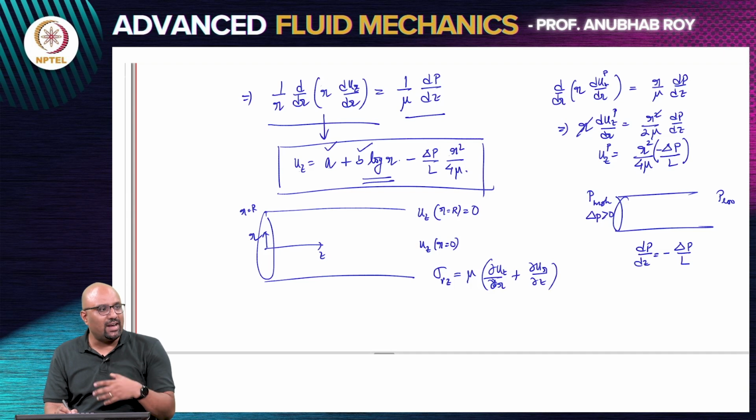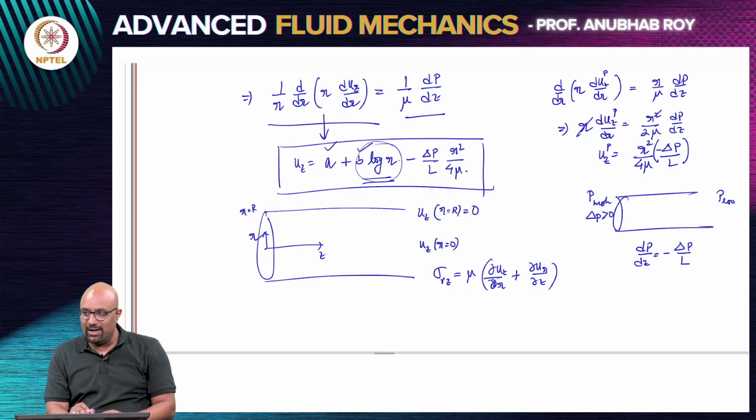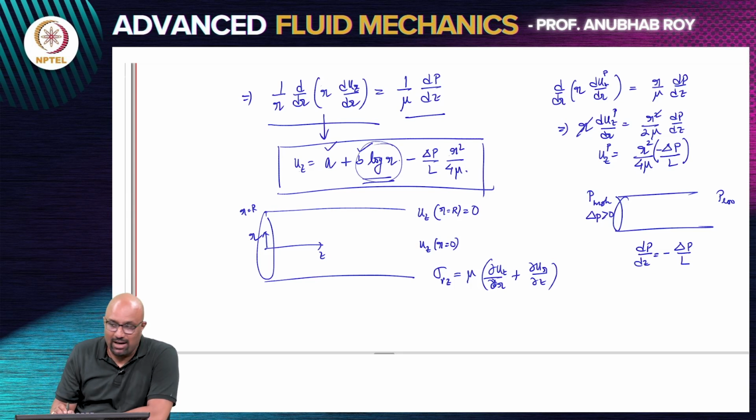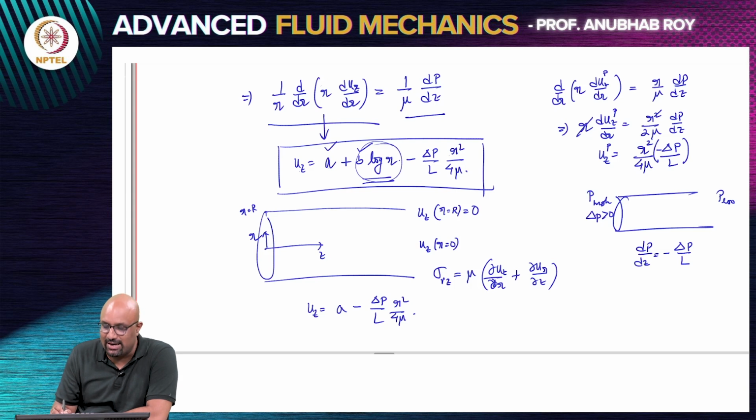So, I have an infinitely large shear stress or infinitely large velocity if I have this logarithmic term. Based on that physical ground that we cannot have an infinitely large velocity in the flow, I am going to ignore or drop that log. So, I will have Uz as A minus del P by L R square by 4 mu. The log cannot be present in the domain, because else I am going to get unphysical velocity inside the domain.